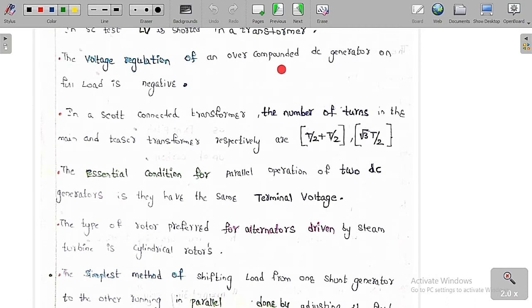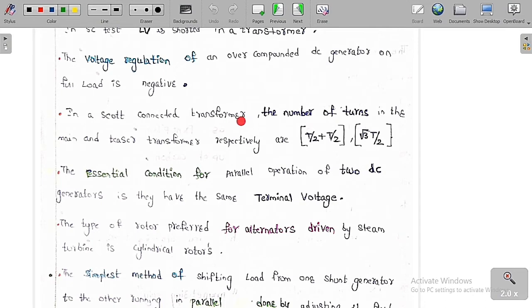The voltage regulation of an overcompound DC generator on full load is negative, because voltage regulation is equal to (E2 minus V2) by V2 for rotating machines. Here E2 is the no load voltage and V2 is the rated voltage. But for an overcompound DC generator, the rated voltage is greater than the no load voltage, so we are going to get a negative value. The voltage regulation of an overcompound DC generator on full load is negative.